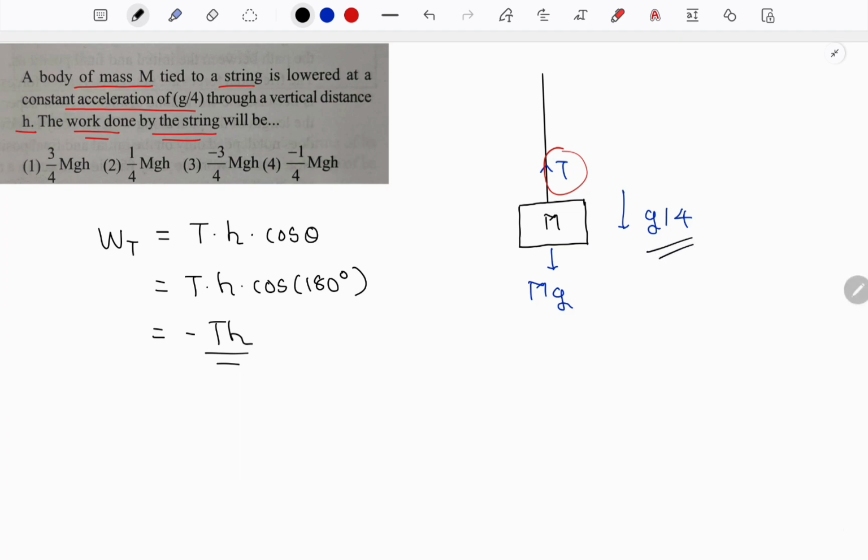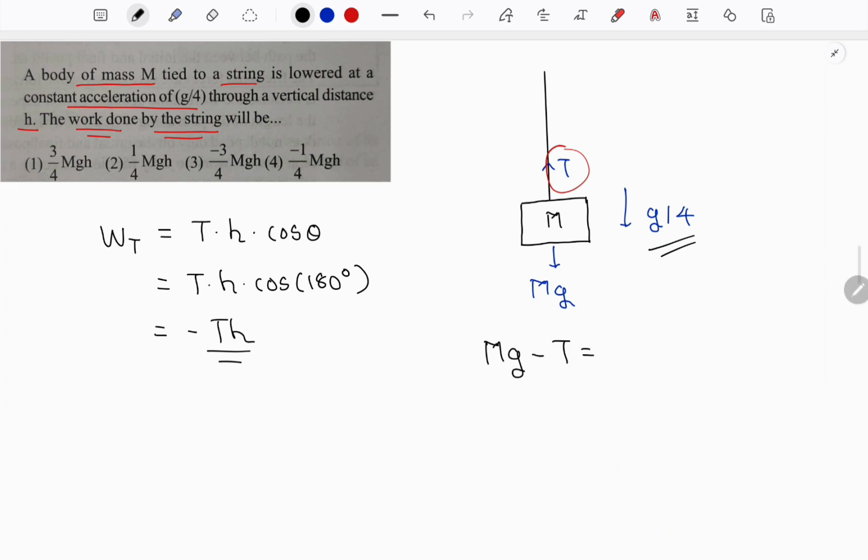So if we write the equation for mass m, downward force is mg, upward force is tension, and the acceleration is in downward direction, therefore mg is positive and tension is negative. So net force is equal to mass into acceleration. Mass is m into acceleration, and acceleration is g by 4. So mg minus mg by 4 is equal to tension, which gives us tension as 3 mg by 4.